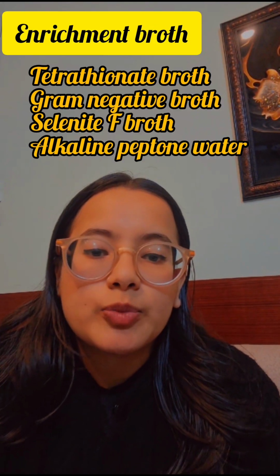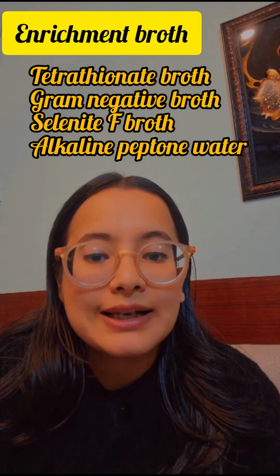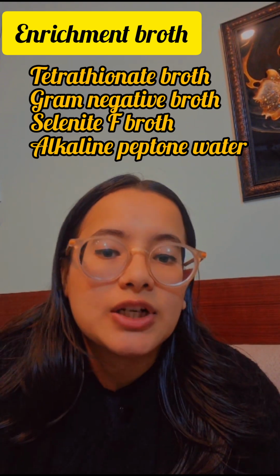So here in enrichment broth, we have selenite F broth, we have gram negative broth, we have alkaline peptone water, we have tetrathionate broth. Now tetrathionate broth is for Salmonella typhi. The selenite F broth and gram negative broth are for Shigella, and this alkaline peptone water is for Vibrio cholerae.